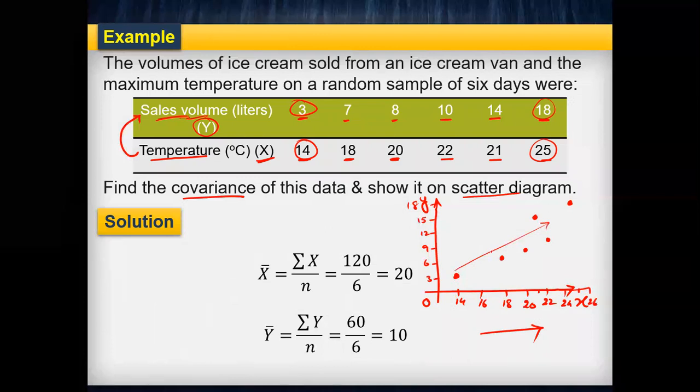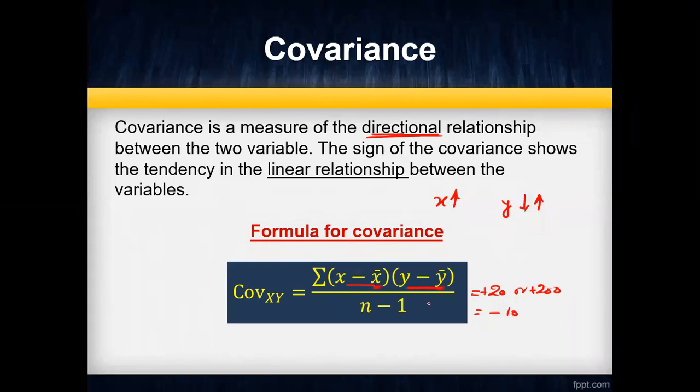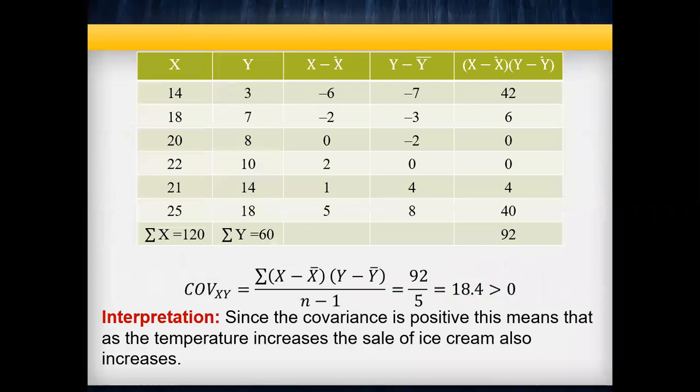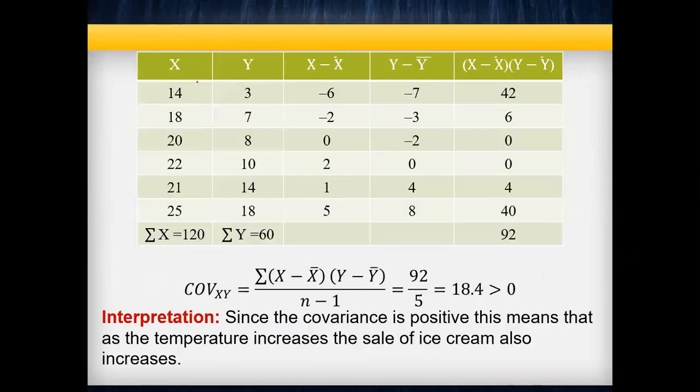Okay, now we have to calculate the covariance. So for covariance, according to the formula, you need the mean of both the variables, the mean of x and the mean of variable y. Then you have to calculate the difference between both of them. So let us calculate the difference from the mean. The mean of x is 20 and mean of y is 10.